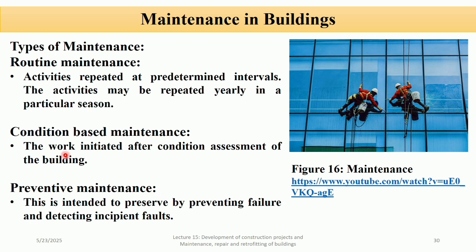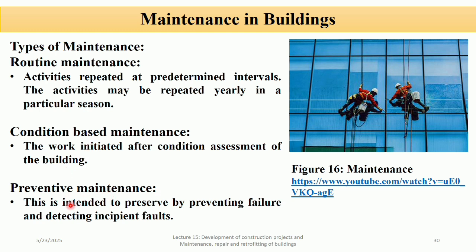Condition-based maintenance. This is work initiated after condition assessment of the building. This type of maintenance is performed only after checking the actual condition of the building or its components. Work is done as needed based on an inspection or report. The purpose of this maintenance is to address specific issues and avoid unnecessary work. For example, replacing tiles after cracks are observed, repairing plaster where damage is found, fixing windows that no longer close properly.